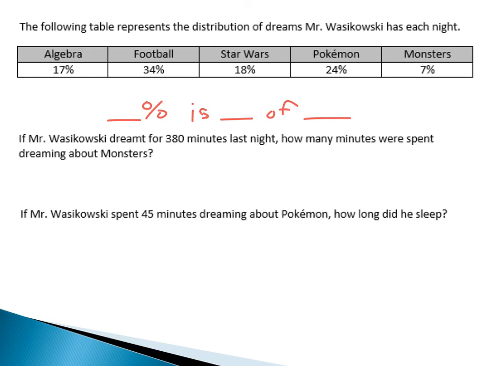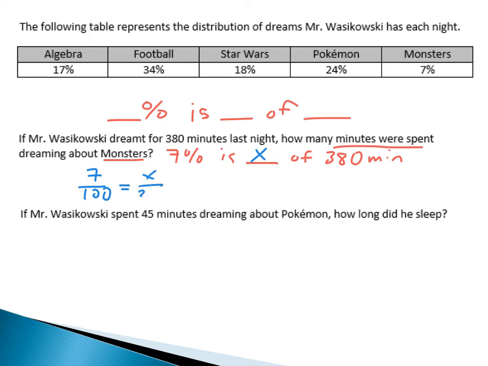All right? So when I look at this, let me just help you set it up here. I know that I am dreaming 7% of the time about monsters, and I want to know how many minutes were spent dreaming about that. So I want to know 7% is what number out of a total of 380 minutes. Okay? So when you look at this, the "is" is what I'm solving for, and I'm giving you the "of" and the percent. So setting this up, I'm going to have 7 out of 100 equals x out of 380.